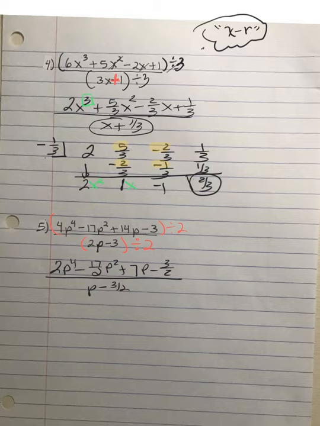And so what's our r going to be? It's not negative 3 halves. Our r is positive 3 halves. And then our coefficients are 2, negative 17 halves, 7, and negative 3 halves. Did we need any fillers? Oh, we did. There's a p cubed missing, isn't there? Oh, gotta go fix it and put those fillers in there. So you always got to look for those fillers.